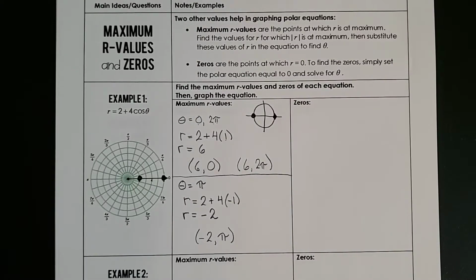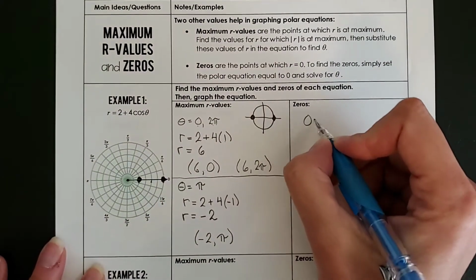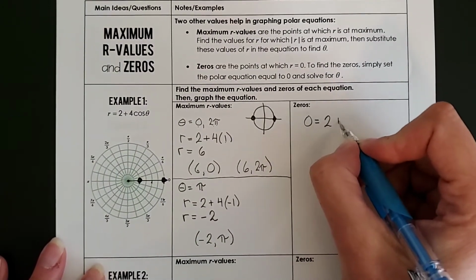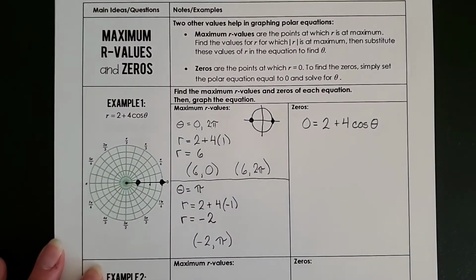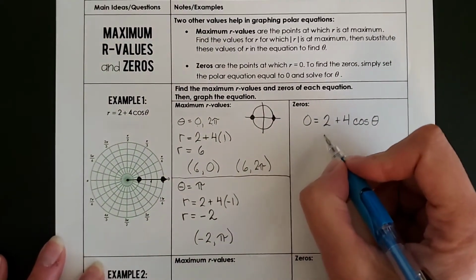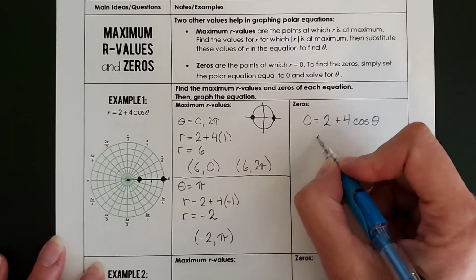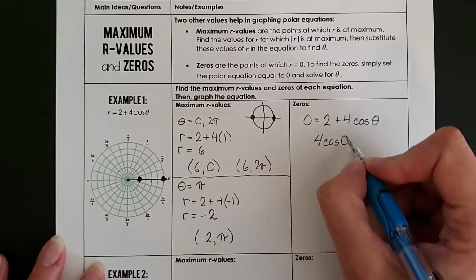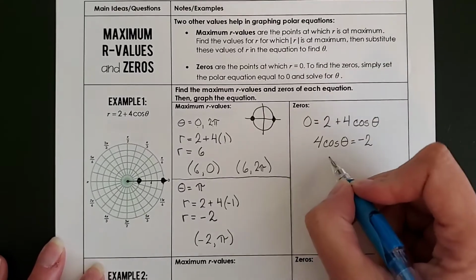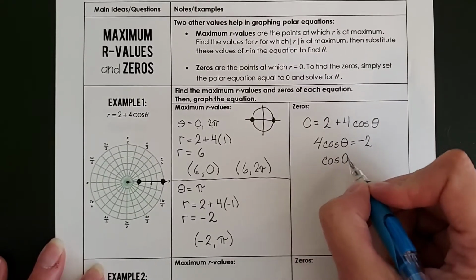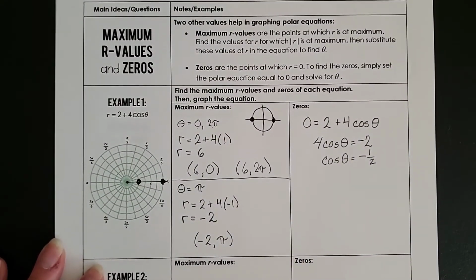We can also find zeros. Take your equation and set it equal to 0. Now we have a nice trig equation that we can solve. I'll move that -2 over, and I like the cosines on the left-hand side. So 4 cosine theta would equal -2. Divide both sides by 4, and we have cosine of theta is -1/2.